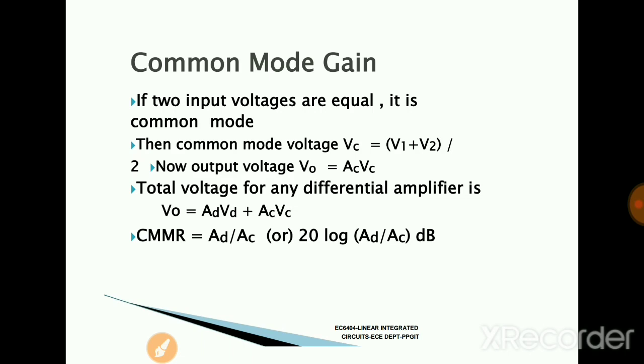So the total output voltage for any differential amplifier is V0 is equal to AD VD plus AC into VC. The ratio of differential gain to common mode gain is called the common mode rejection ratio, because we need to reject the common mode operation, as it causes disturbances to the signal. To avoid those disturbances to the normal output signal, we take the ratio of differential mode gain to common mode gain, called the common mode rejection ratio, CMRR.